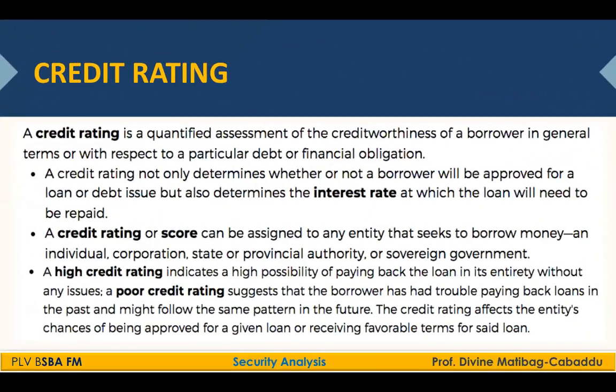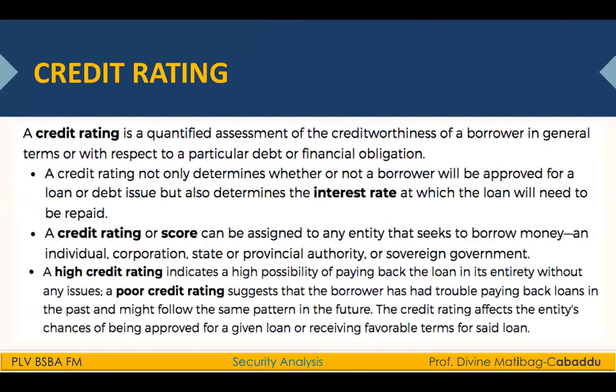Now, credit rating is also one of the key indicators to gauge the overall health of the economy. And we know for a fact that when international credit rating agencies like Fitch, Standard & Poor's, or Moody's give us a very good credit rating, it's a good indication that our economy is doing well. A credit rating is a quantified assessment of the creditworthiness of a borrower in general terms or with respect to a particular debt or financial obligation.